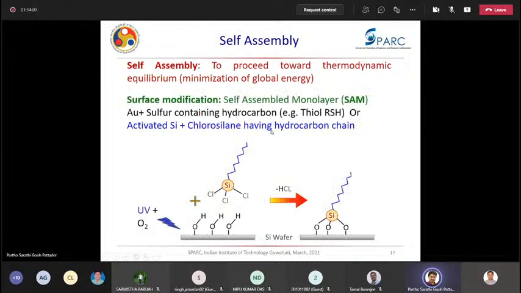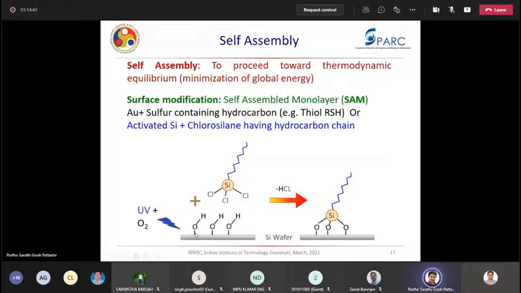Say we have a silicon wafer, and generally a silicon wafer is hydrophilic. Okay, that means it loves water. If you put a drop of water, it will spread on this silicon wafer. So what we do generally is first activate the surface of the silicon wafer, which is a Si-O-Si bond generally, in the presence of oxygen so that it forms an SiOH bond. Okay, a hydroxyl group is formed.